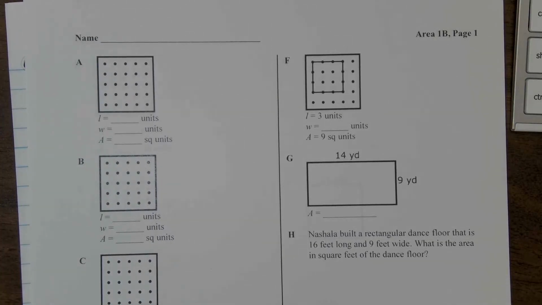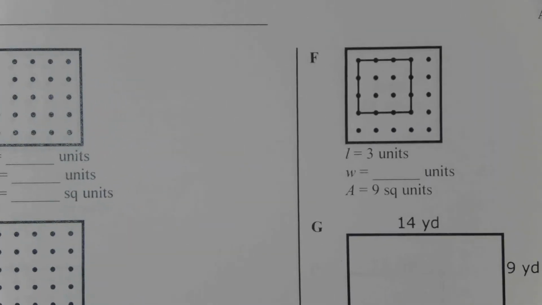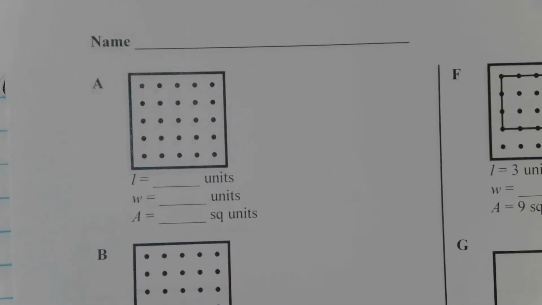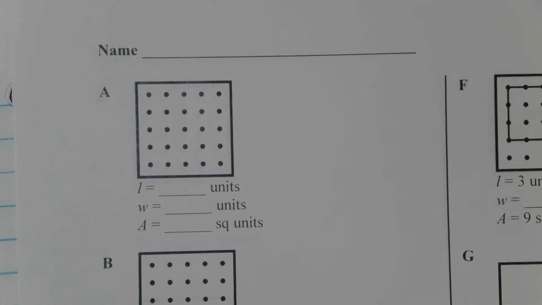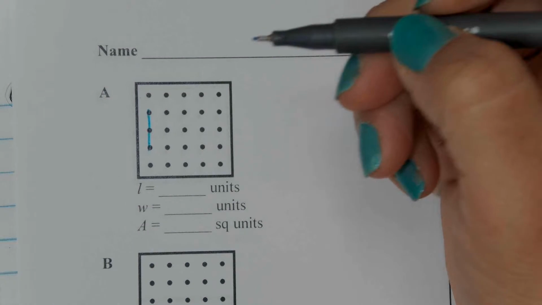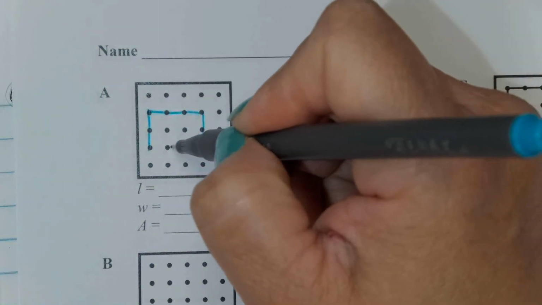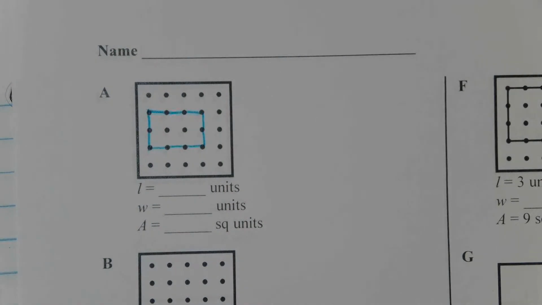Okay, now we will work on area 1B, page 1. We're going to go ahead and work on this together. And on letter A, we are going to make a rectangle. So you can go ahead and draw one like mine. So there's our rectangle.